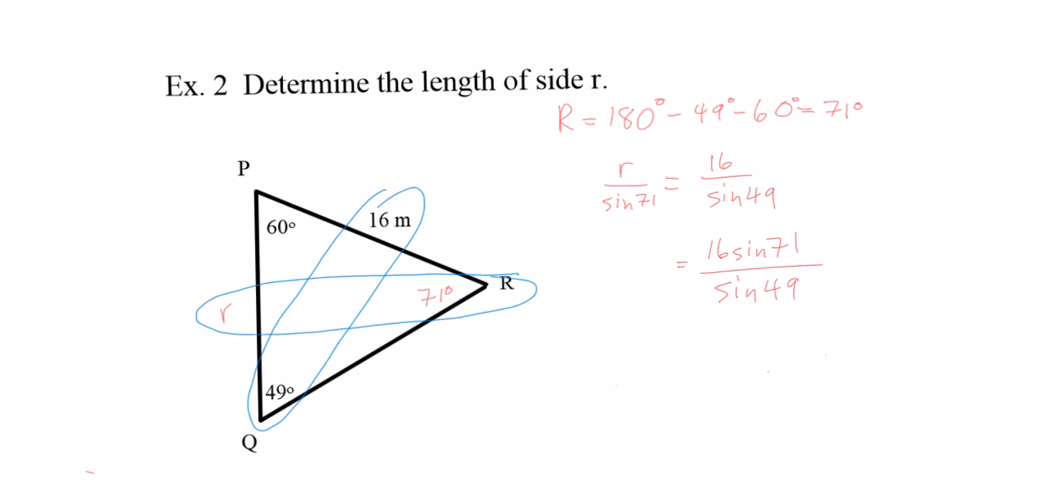because if you think about it, sine of 71 is on the bottom and we're moving it to the opposite side, which means since it's division on the left side, it's going to be times on the other. So we get R equaling this, which gives us R being 20.6 meters.